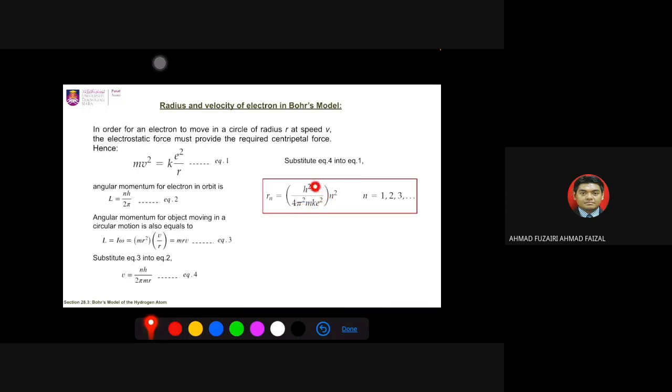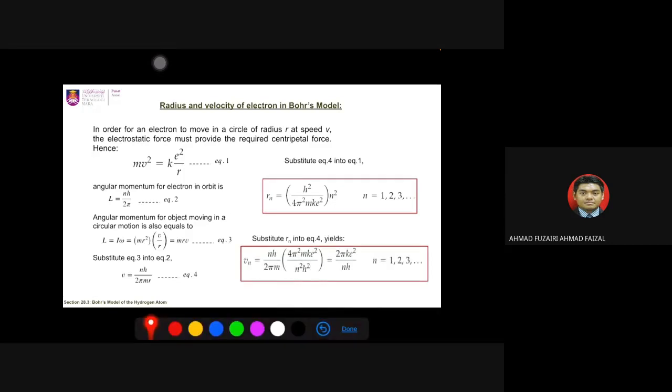The value in the bracket is a constant value. The h is the Planck constant, which is 6.63 times 10 power of negative 34. m is the mass of the electron, k is the Coulomb constant, e is the magnitude of the electron charge. I will show this in the next slide. So substitute equation rn, the radius, into equation 4. We can find the velocity of the electron, which is equal to 2πke² over nh.